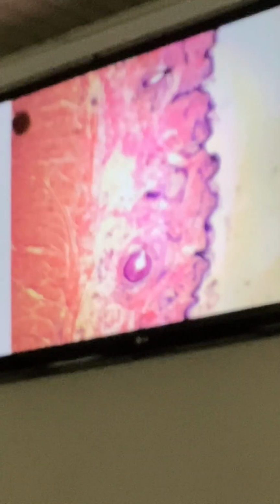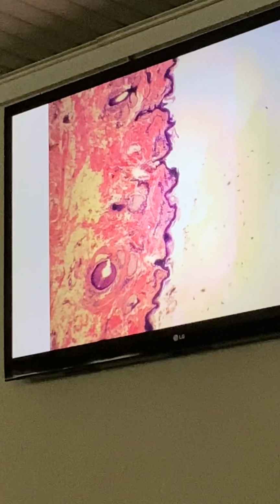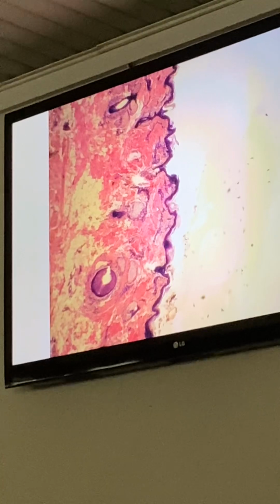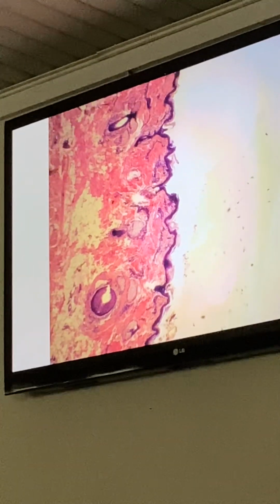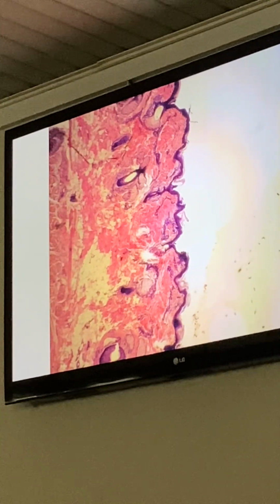The lip consists of 3 surfaces. The first surface is the outer surface, thin skin. It consists of epidermis and dermis. This is hair follicle and sebaceous gland.